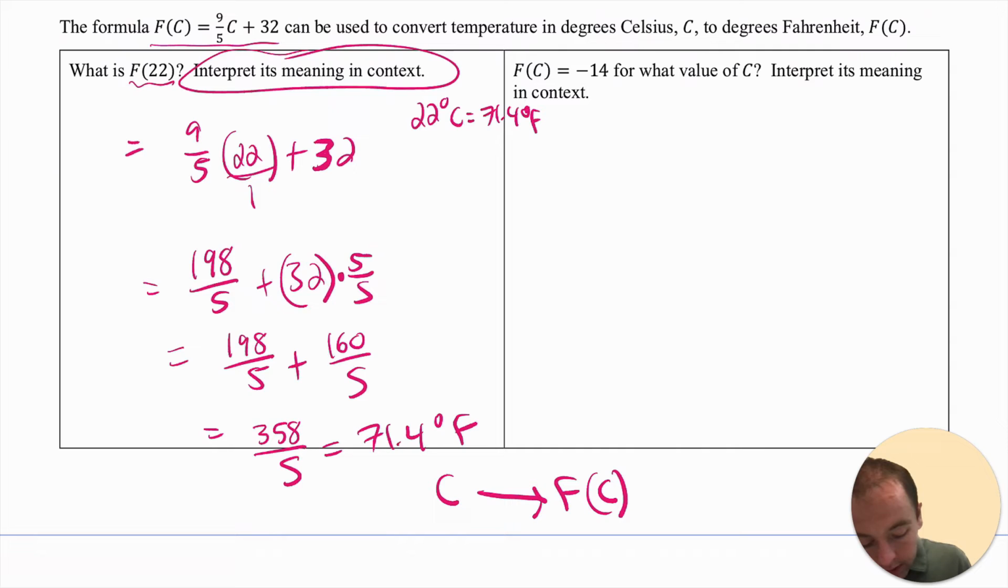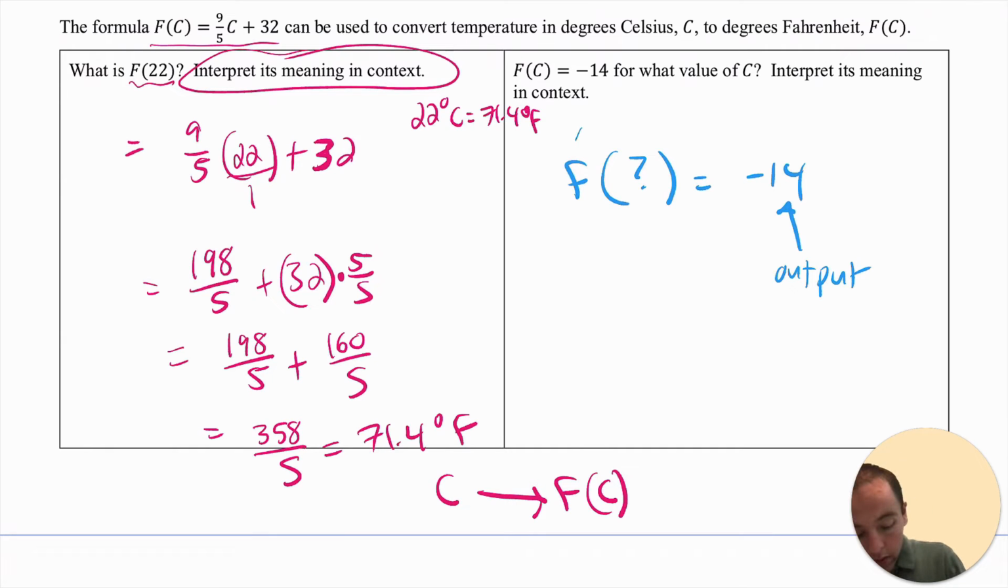And then in the second question here, we have that f of c equals -14 for what value of c? So what's going on right here is we actually don't know what number is right there, but we know that we get a result, or in other words, an output of -14 when we use this rule called capital F and we apply it to this particular input. So we kind of have to work backwards because we know the output.